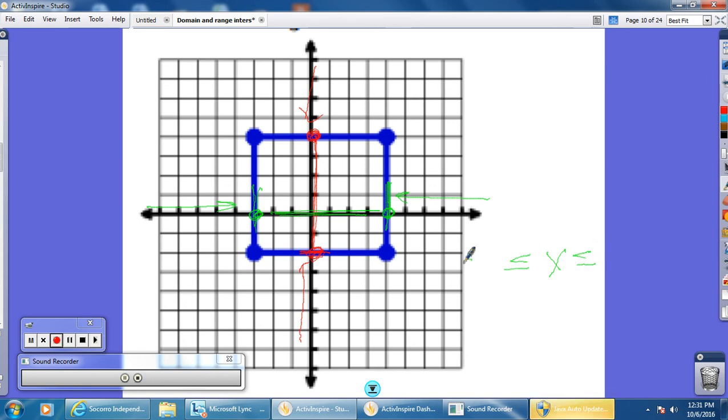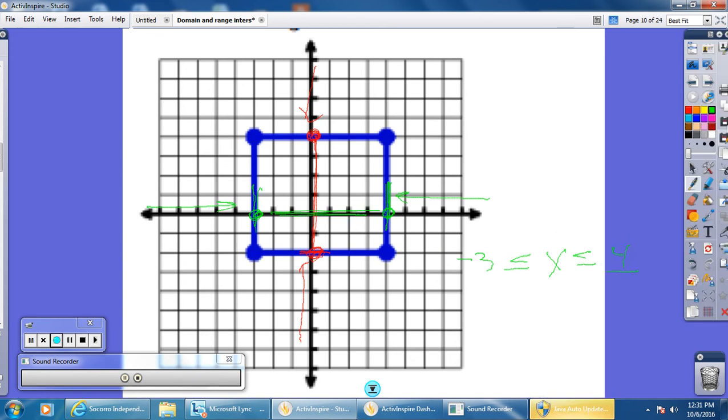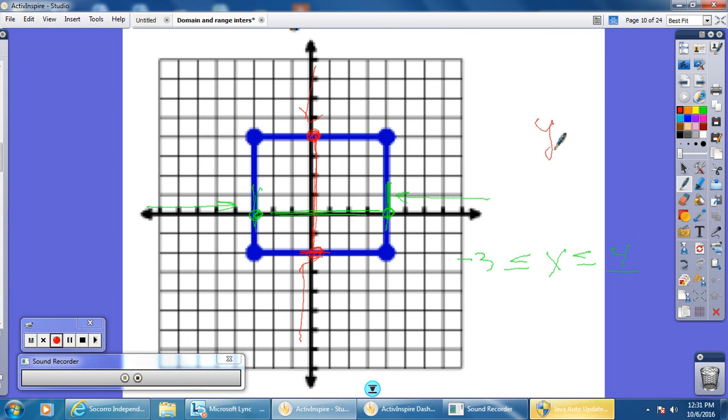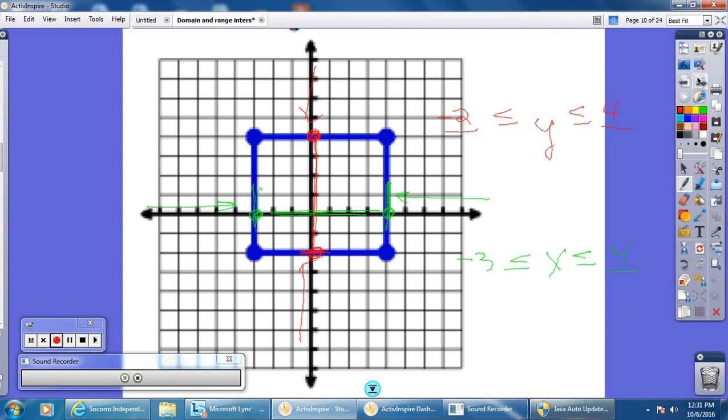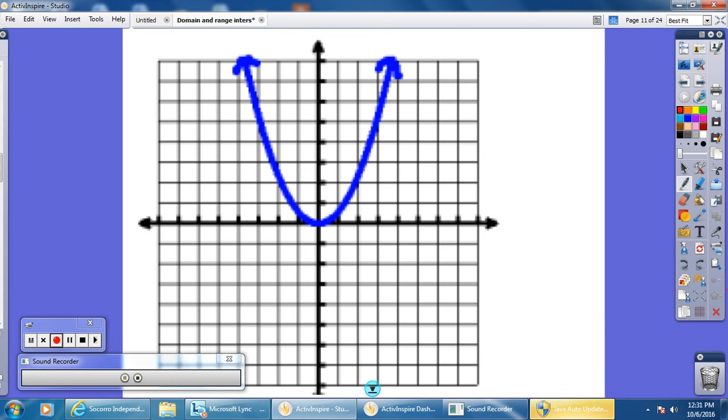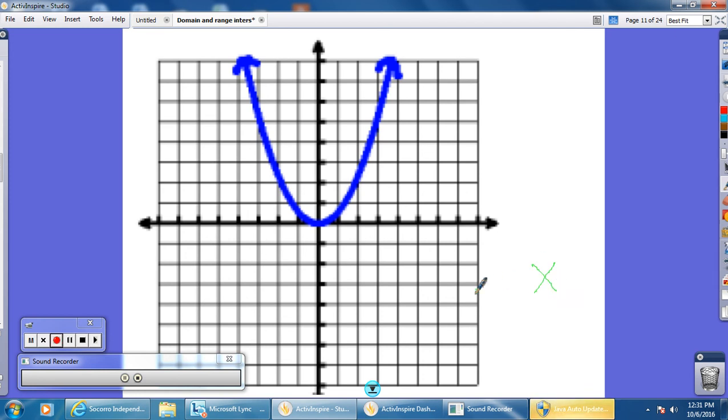So, furthest left, -3, +4. Range, the lowest, -2 to the highest, 4, solid, solid. Ooh, you got this, guys, you've got this. So, my domain, I'm going to come in from the left. What do I see?